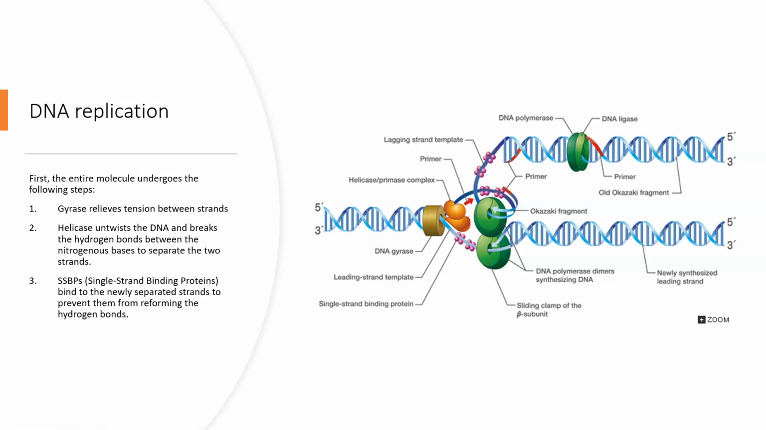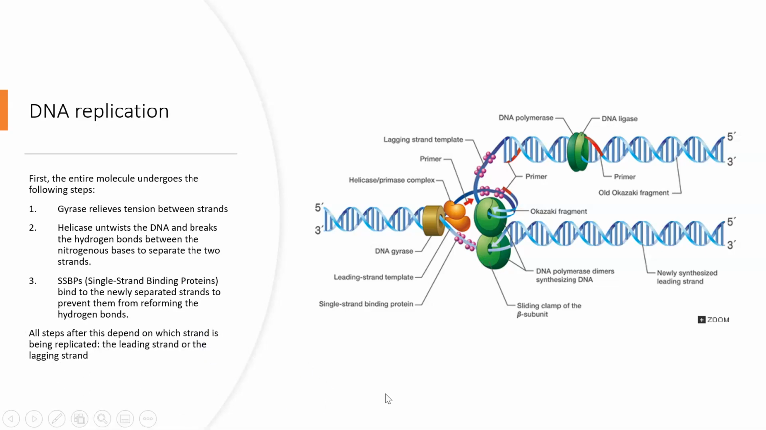Our single strand binding proteins, which we call SSBPs, they bind to the newly separated strands to prevent them from forming new hydrogen bonds. Now, if we didn't have these SSBPs, basically what would happen is helicase would unwind, unzip the DNA and then it would just rezip behind it. So the SSBPs just ensure that it doesn't rezip.